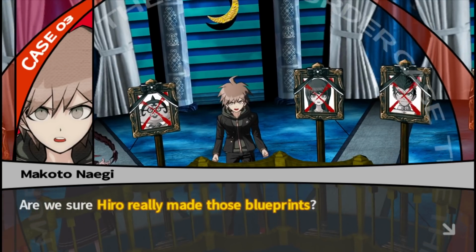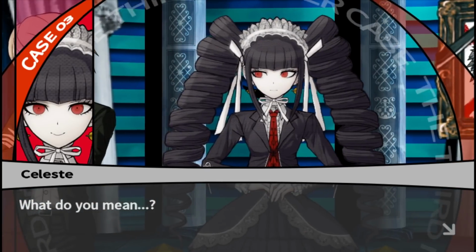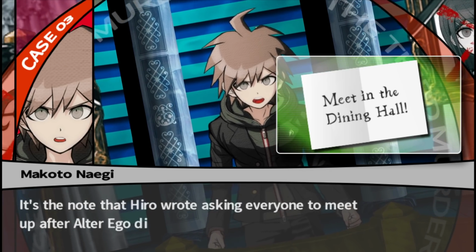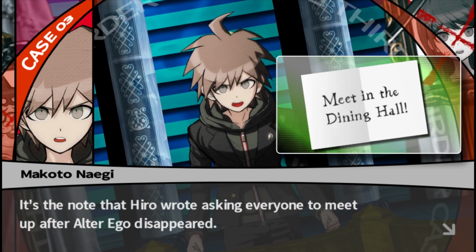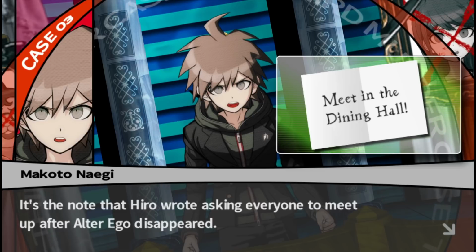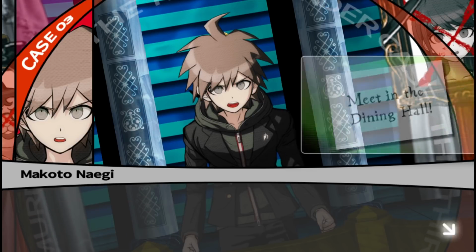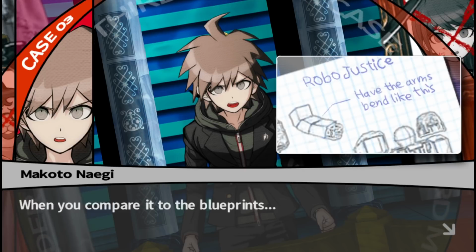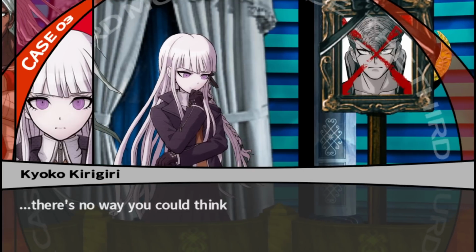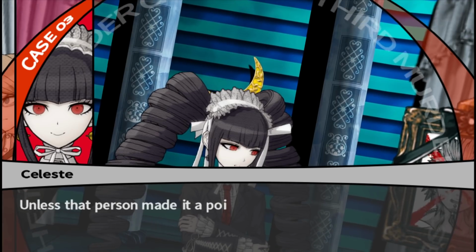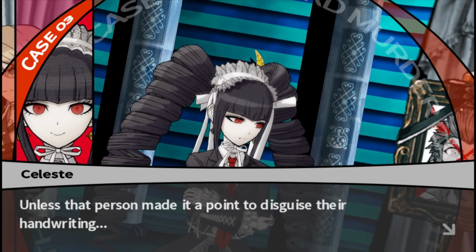Did Hiro really make those blueprints? What do you mean? Well, take a look at this. It's the note that Hiro wrote, asking everyone to meet up after Alter Ego disappeared. The handwriting's obviously different, wouldn't you say? Yes. When you compare it to the blueprints, there's no way you could think the same person made both of them. Unless that person made it a point to disguise their handwriting.